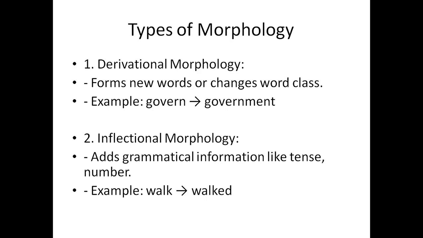And we have govern. When you add ment to it, it changes the whole word. From govern to government, it changes the word class. Govern is a verb, government is a noun. So you see how it has changed the word class, changed the meaning, and formed new words.